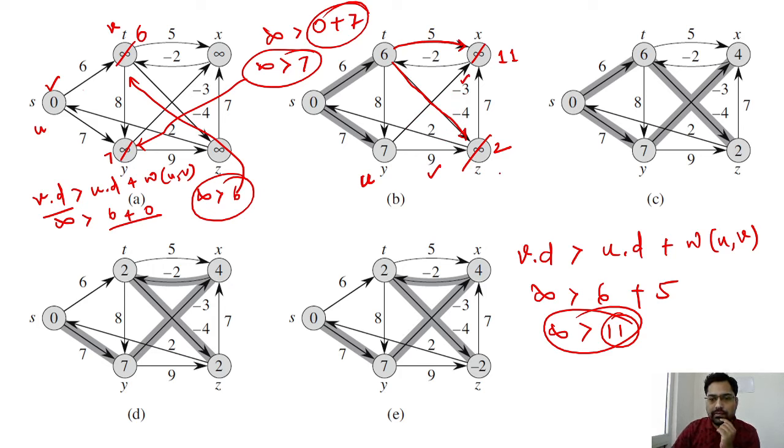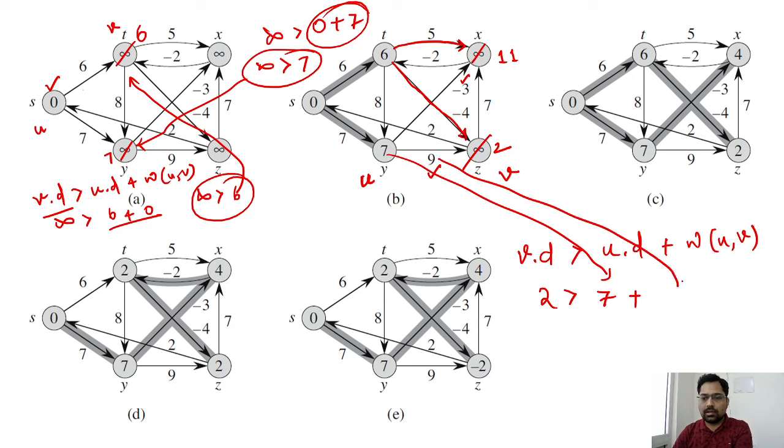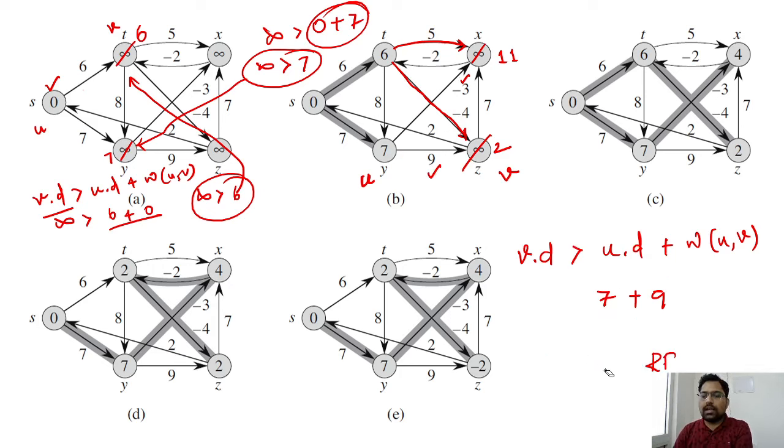If you say this is V for you, so in this case we must write d[V] is 2, greater than this d[U], which is 7, plus this is the cost which is 9. So whether 2 is greater than 16 or not, we must say it is not greater. The 2 is not greater than 16, so no need to relax it. Okay, so we are not going to relax it because the value is smaller. Now we will reject this one.